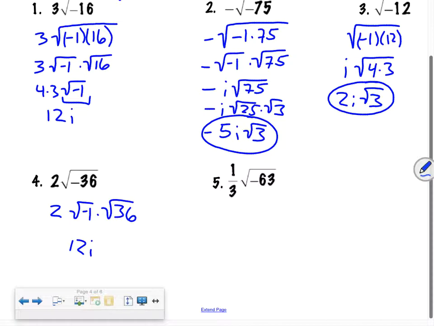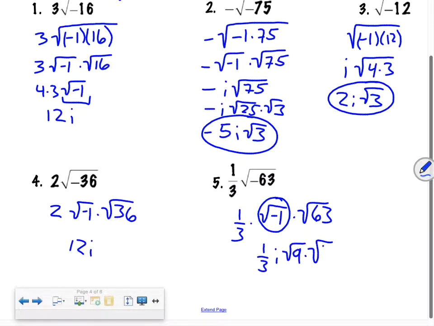Again, the square root of negative 63 can have a negative 1 under the radical factored out. So I could write this as 1/3 times the square root of negative 1 times the square root of 63. The square root of negative 1 is just I. So I have 1/3 I times the square root of 9 times the square root of 7. That's how you can factor 63 into a perfect square and a non-perfect square. The square root of 9 is 3, and 1/3 times 3 is 1. So you're left with just I times the square root of 7.